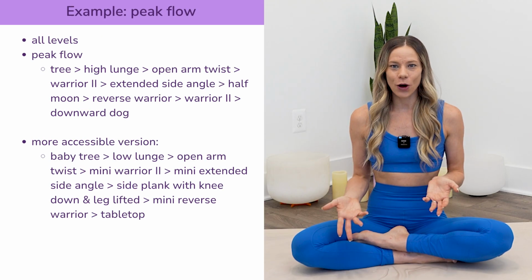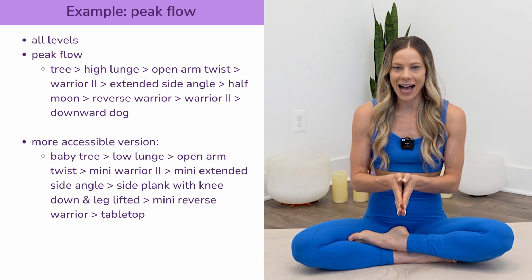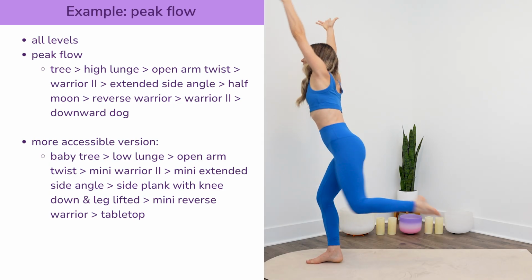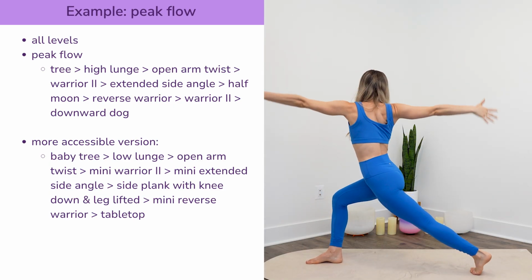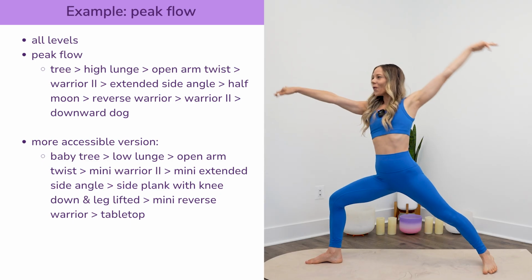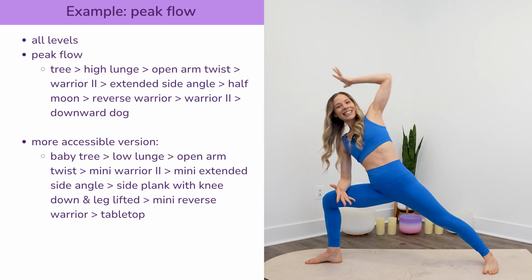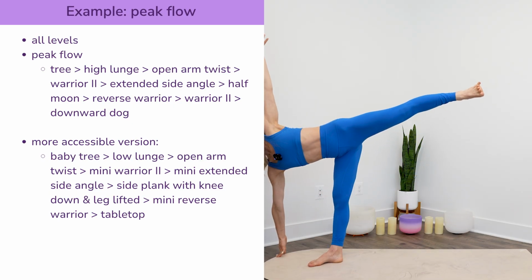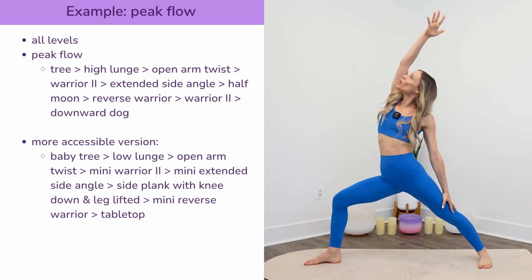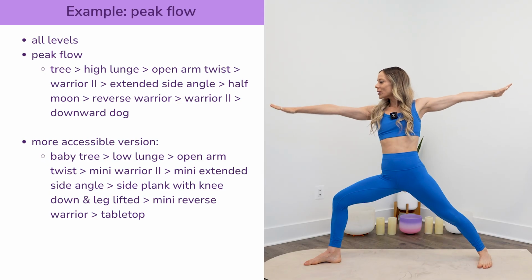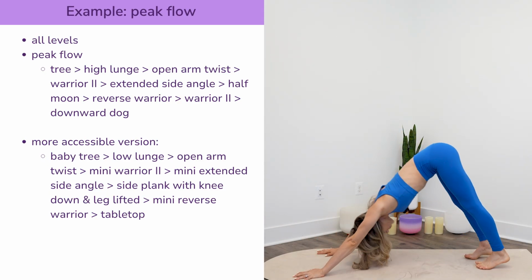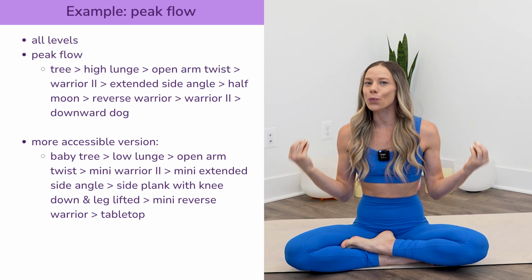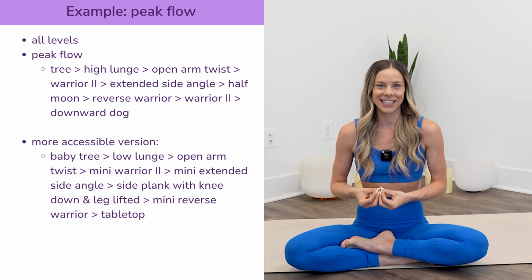Here's a peak flow example for an all levels class, where the peak flow is tree, high lunge, open arm twist, warrior two, extended side angle, half moon, reverse warrior, warrior two, downward dog. To prepare my students for the peak flow, I would teach this more accessible version first.